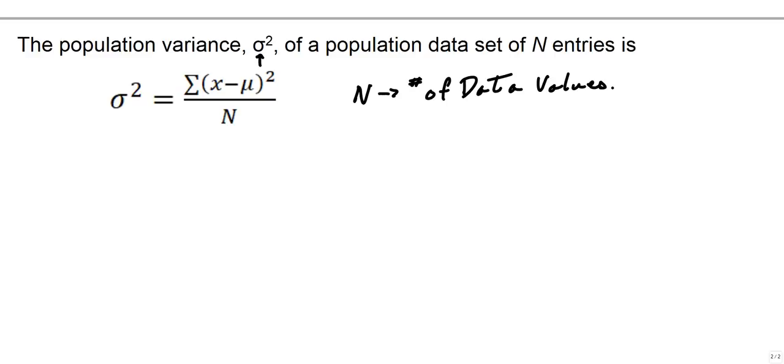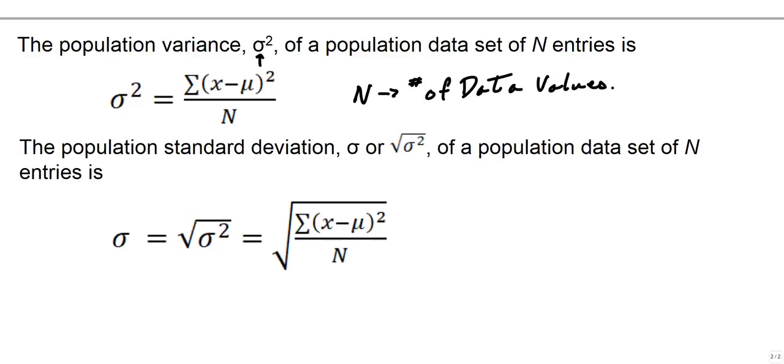number of data values. We're also going to take the square root of this value to establish something called the population standard deviation. So the population standard deviation, which is going to be sigma, or the square root of sigma squared, of a population data set of n entries is simply the square root of the formula that we just introduced. So sigma will be equal to the square root of the quantity, the summation of x minus mu quantity squared, divided by n. Now, this is going to make much more sense when I do an example, so that's what we're going to do next.